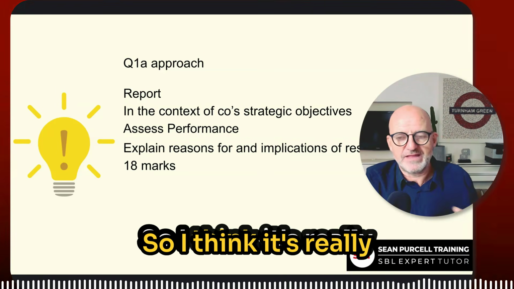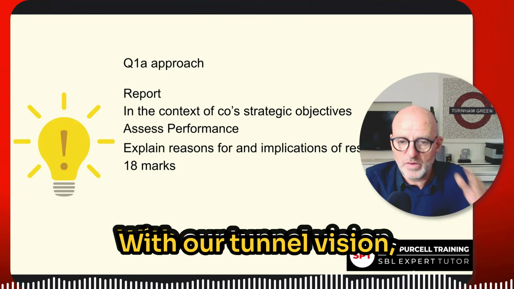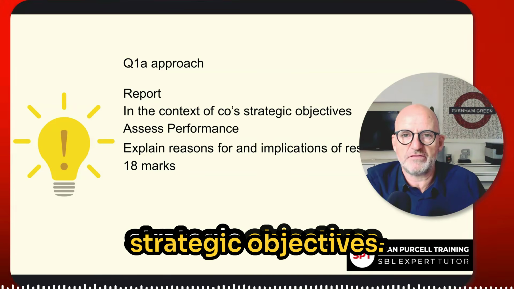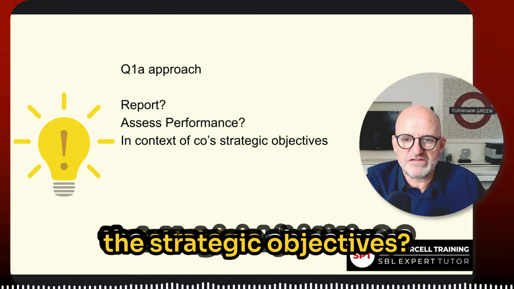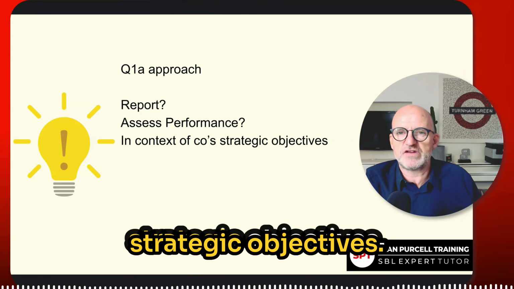Okay, so I think it's really useful to write it down just in case we miss anything out. With our tunnel vision, with our cortisol, hey, we might miss out strategic objectives. So let's think, what are the strategic objectives? It asks for performance in the context of strategic objectives.